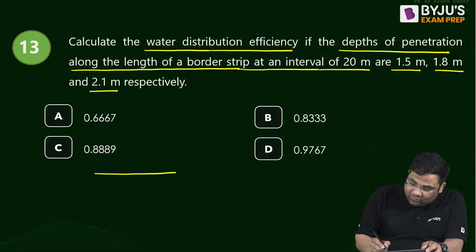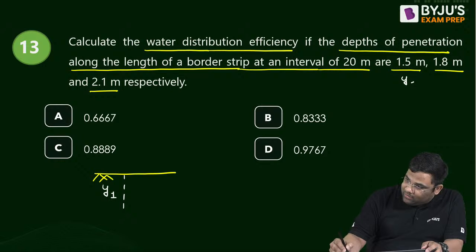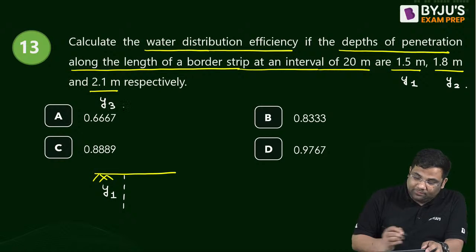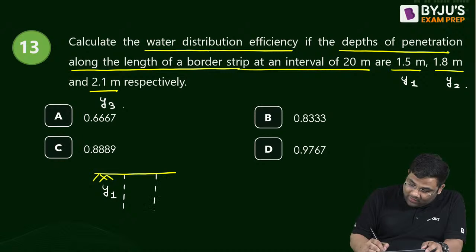You see, suppose this is the ground level. So we have the depths of penetration, suppose this is Y1, this is Y2 and this is Y3. So Y1, Y2 and Y3.